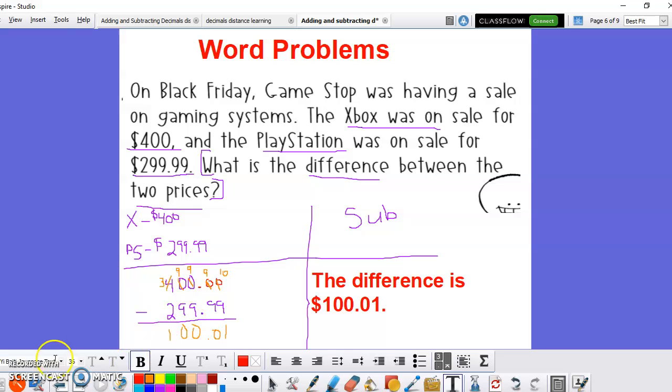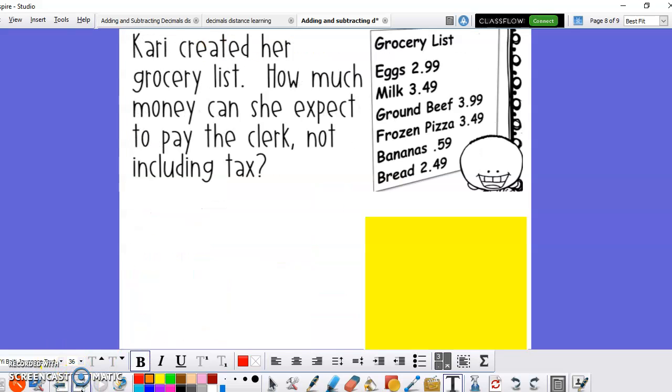All right, so there I have typed in my answer. I'm going on to my next question. Let's do this question right here. Karen created her grocery list. How much money can she expect to pay the clerk, not including tax? So here's the grocery list: eggs, milk, ground beef, frozen pizza, bananas, and bread. We need to add up everything because it's asking how much can she expect to pay.